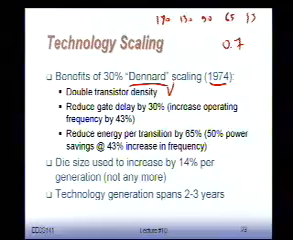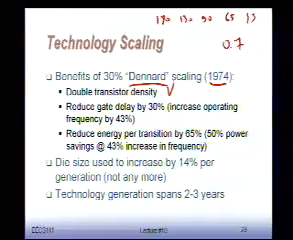And I'll prove that in a second. If I scale things down by 30% in dimensions, it turns out that the delay also goes approximately as the feature size. So the propagation delay of your transistors or your inverters goes down by a factor of 0.7 approximately of the previous generation.